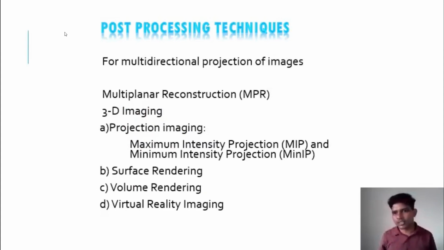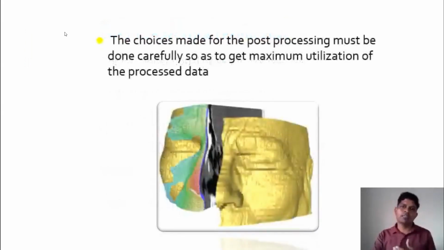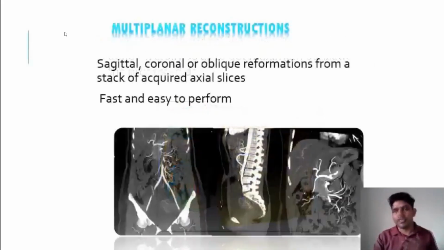The multi-directional projection of the images with MPR, 3D imaging, and in 3D imaging, projection imaging like MIP, maximum intensity projection, and minimum intensity projection, or surface rendering, volume rendering, and virtual reality imaging, which are used. What is most important here is that the choice made for post processing must be done carefully, so that we get maximum utilization of the post processing data, where we will not lose any information.